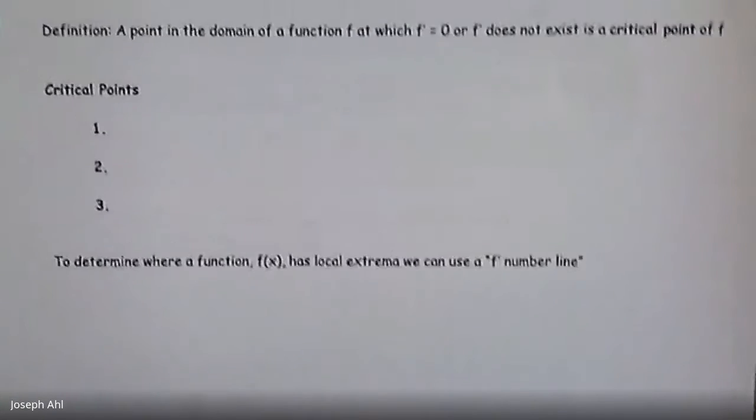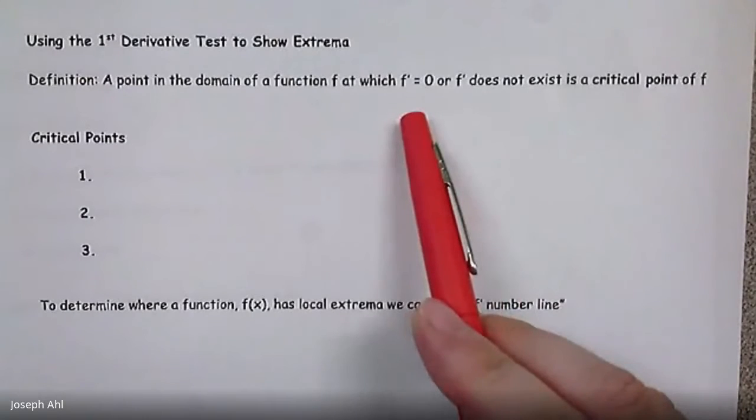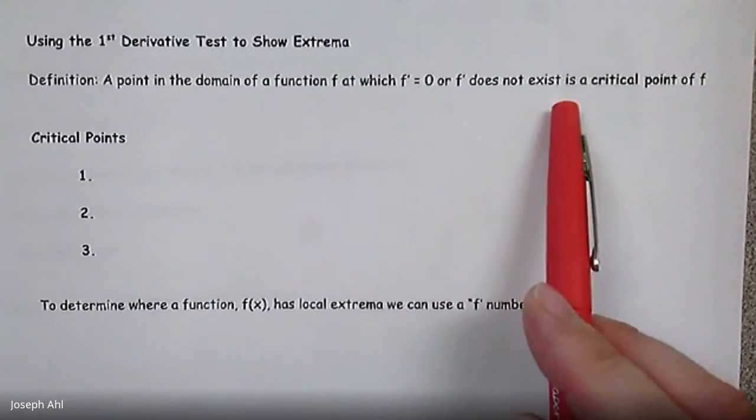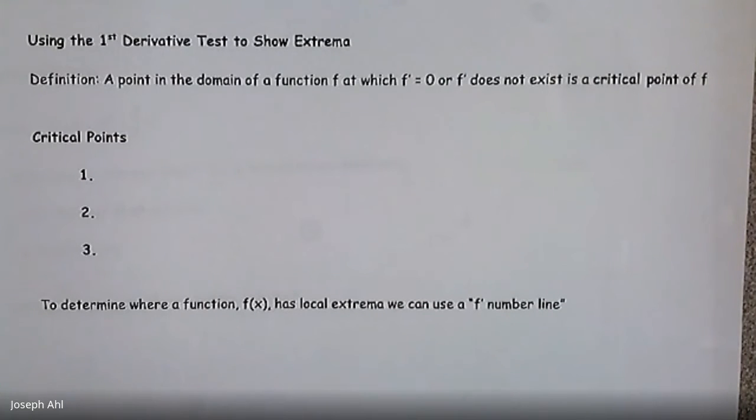So here's what we're going to do in order to show extrema using the first derivative. A point in the domain of a function f at which f prime equals 0 or f prime does not exist is called a critical point of f. So what we're going to do here is list critical points. And critical points allow us to find where we have maxes and mins.